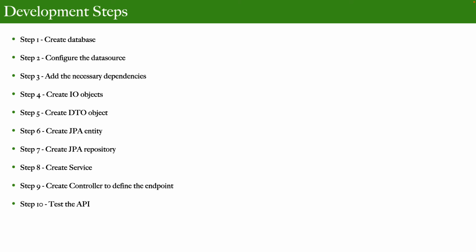Fourth step is to create the IO objects. Fifth step is to create the data transfer object. Sixth step is to create the JPA entity. The seventh step is to create the JPA repository. And the eighth step is to create the service. Ninth step is to create the controller to define the endpoint. And the last and final step is to test the API. Now let's discuss these steps one by one in detail.